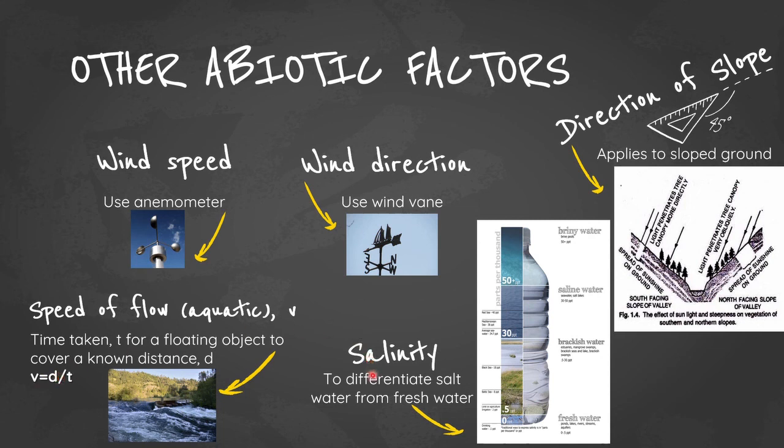Salinity is used to differentiate salt water from fresh water. And lastly, we can look at the direction of a slope. This can actually help us in determining how light can penetrate trees, for example, more directly or more obliquely, and why certain areas may have greater growth of plants than other areas.